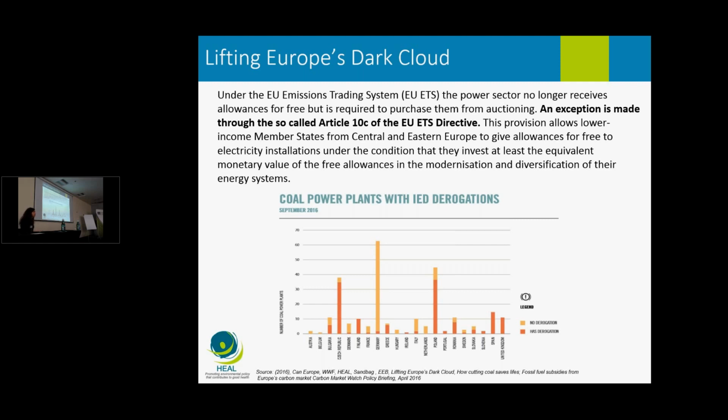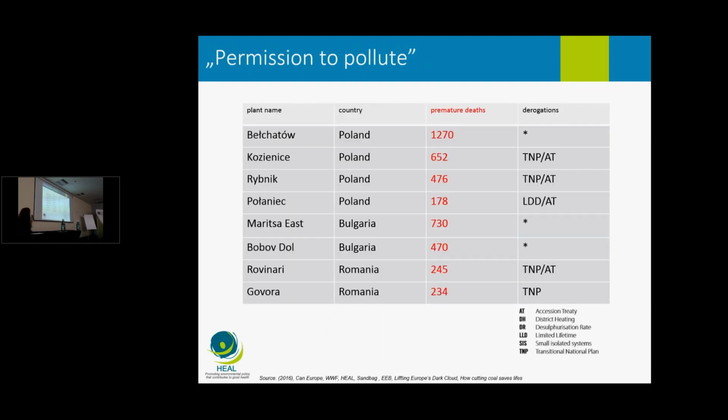in a previous presentation, Article 10C of the EU ETS directive was mentioned. So, another exemption to pollutant permission and derogation, which gives free allowances to electricity installations under the conditions that were already mentioned. And about this permission to pollute and Article 10C, you can see which plants are already having derogations.